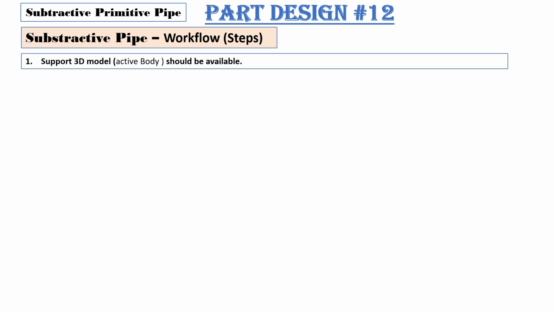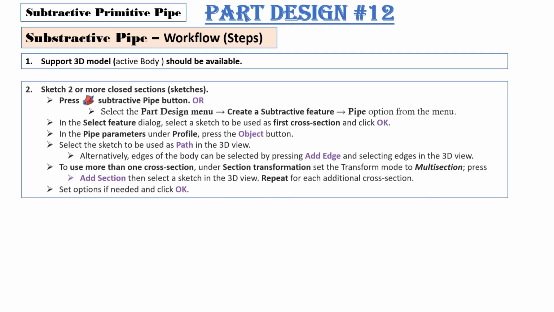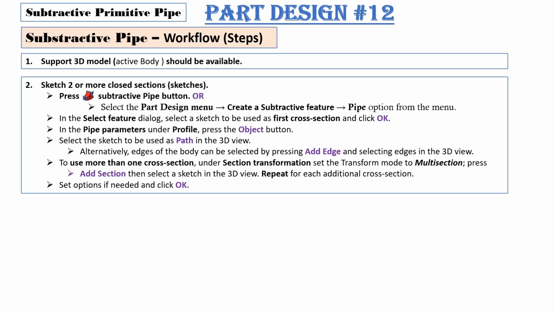To apply the Subtractive Pipe tool, first you need Active Support Solid Model. Then, sketch two or more closed sections sketches. The first sketch is Profile Sketch, which will be swept along the path, and the second sketch is the path. Press Subtractive Pipe button.